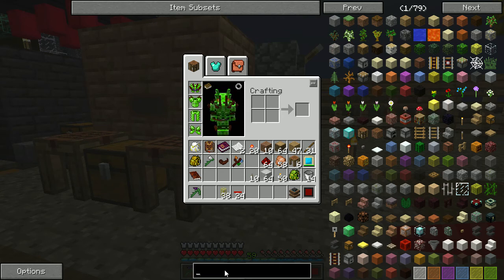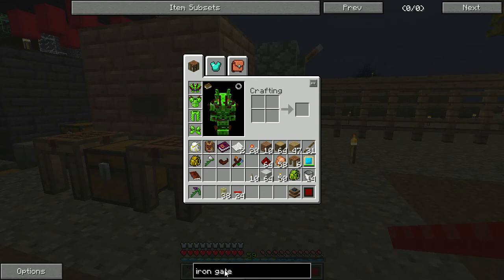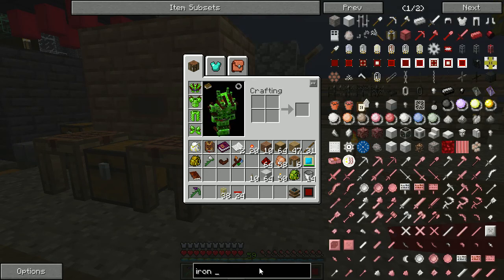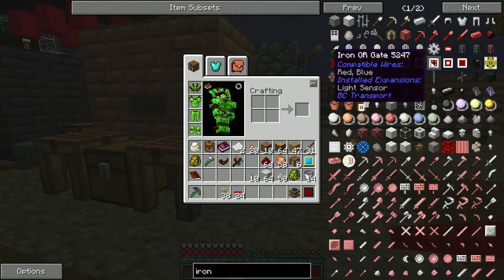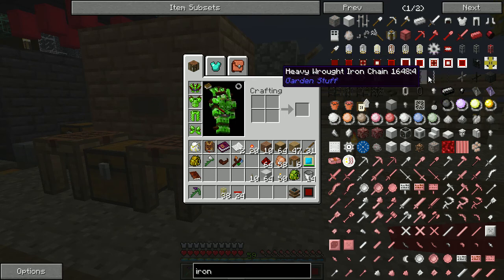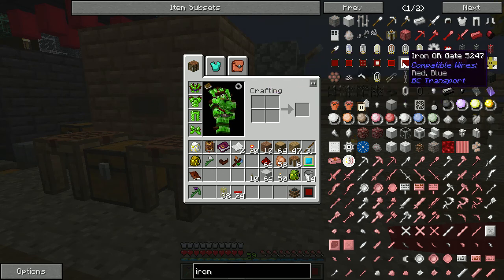Let's see. We want the iron gate, maybe. Does that work? No, we can't call it the iron gate. We have to call it the iron OR gate or the AND gate. So like I said, these are the exact same things that we were just talking about. So the OR gate means that I actually have two conditions, and if one or the other are met, then it will go ahead and do it. If it's the AND, both those conditions have to be met.